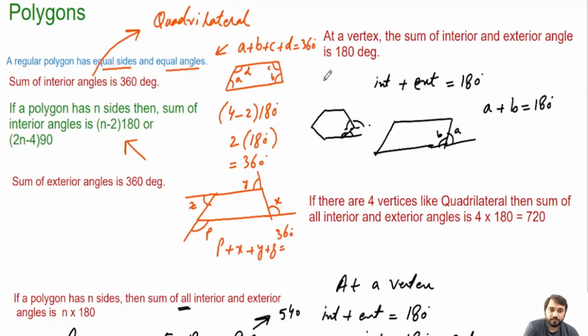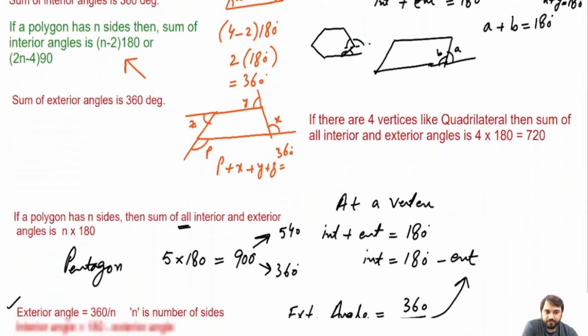Now, the next point is, at a vertex, the sum of interior and exterior angle is 180 degree. In any polygon, the sum of interior and exterior angle, if we are talking about a triangle as well, something like this, then the interior and exterior angle would be equal to 180 degree. Okay, if this is x and y, then x plus y will be equal to 180 degree. It applies on the triangle as well. Now, if there are 4 vertices like quadrilateral, because quadrilateral has 4 vertices, the sum of all interior and exterior angle would be equal to 4 into 180 is equal to 720.